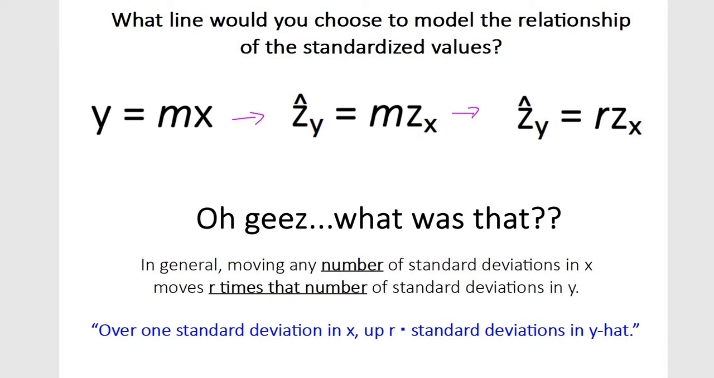Okay, so if we go over one standard deviation in x, we're going to go up r standard deviations in y hat. This is what our slope is. Up 1 over 1, or I guess we're going to go over 1, up 1. So over 1 standard deviation in x, up r times that standard deviations in y hat. That's what this means.